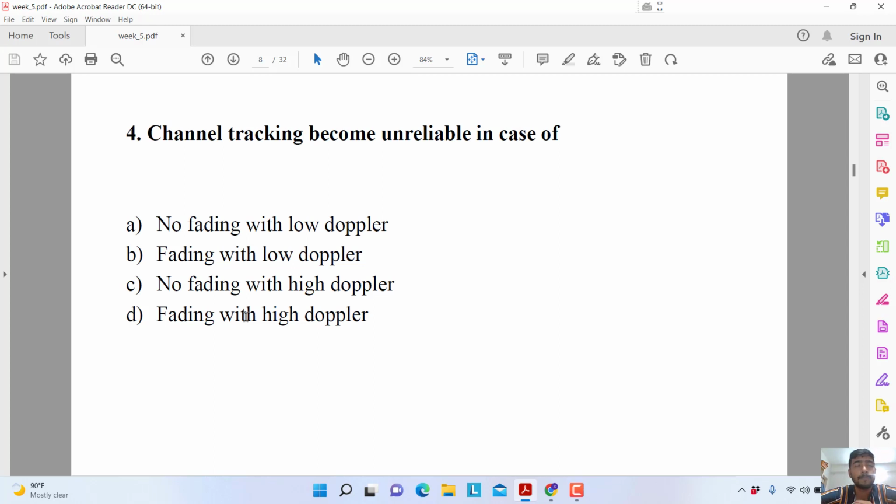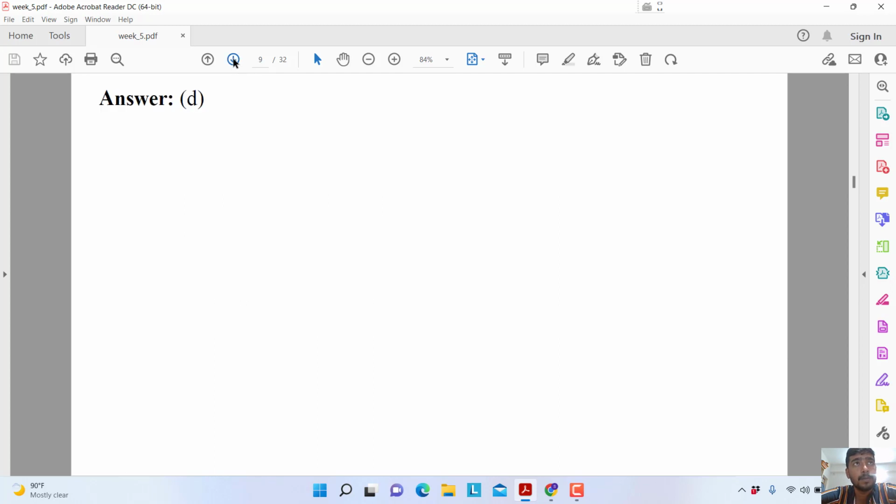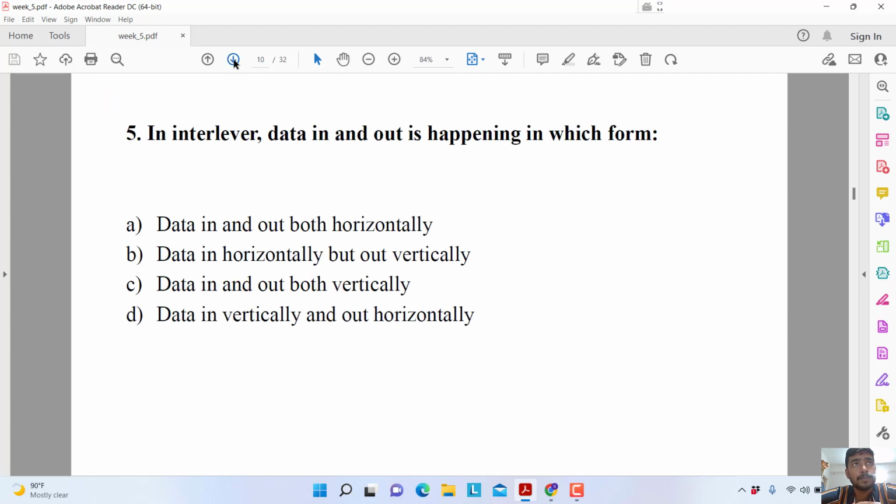If anybody got the answer for when channel tracking becomes unreliable. So the right answer is part D. Channel tracking becomes unreliable in the case of fading with high Doppler. So part D is the right answer.